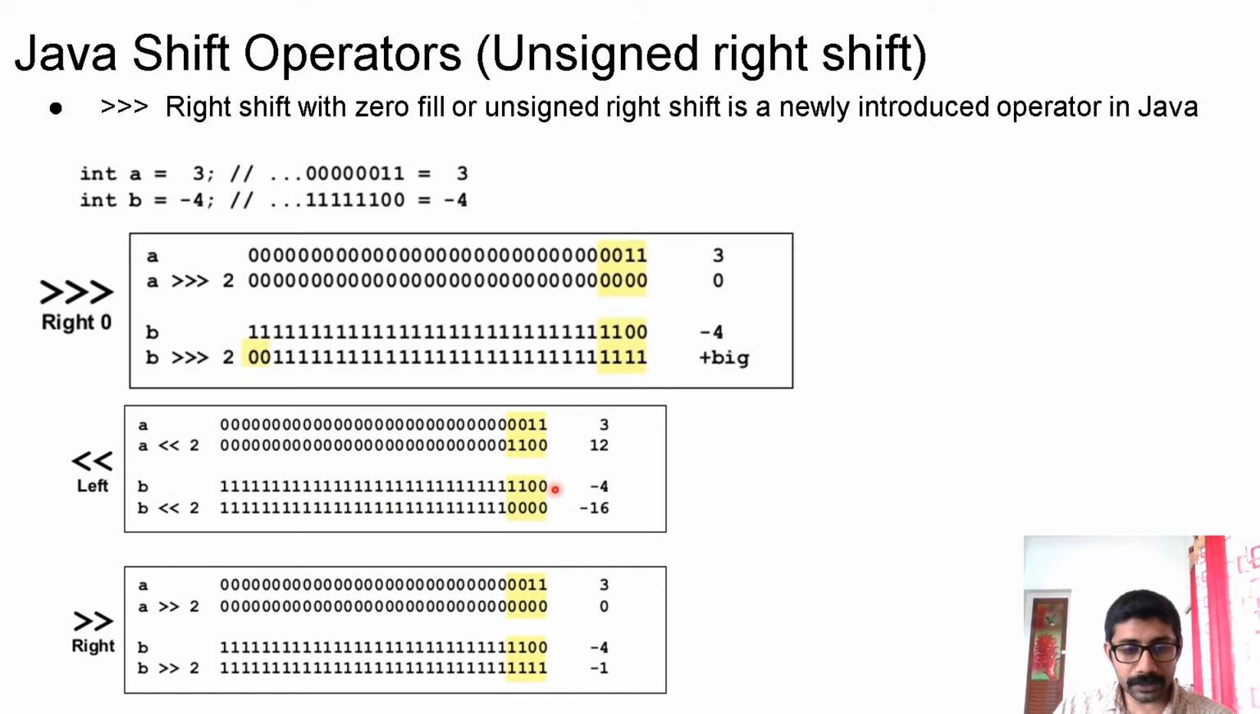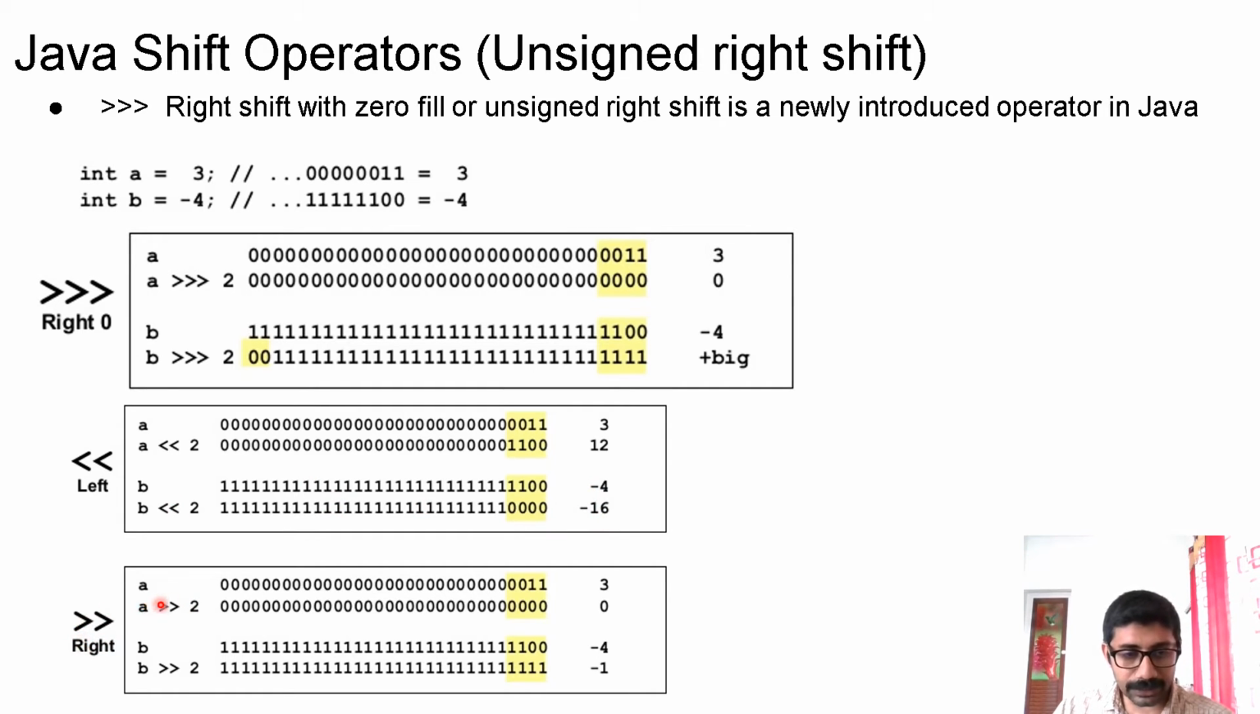So same 2's complement representation. You are shifting it for 2 positions. So the sign bit will not be changed. Sign bit will remain like that only. So you are shifting 2 positions. So here you will see, again on left shift, there is no change to the sign bit. You are getting minus 16.